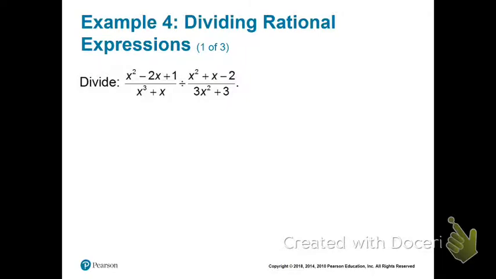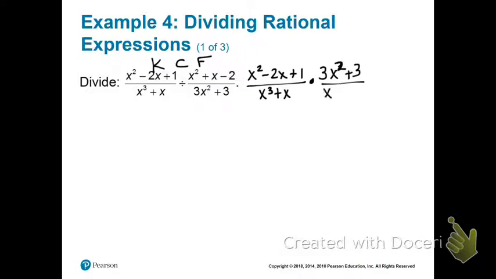All right, so here we go. We're going to divide these two fractions. So the first thing I'm going to do is go ahead and do my keep it, change it, flip it. So keep the first one, x squared minus 2x plus 1 over x cubed plus x. Change it from divide to multiply, and then flip it. So this 3x squared plus 3 is going to be over the x squared plus x minus 2.